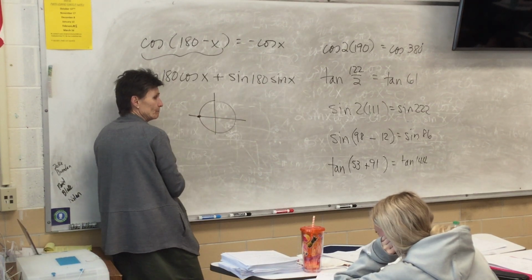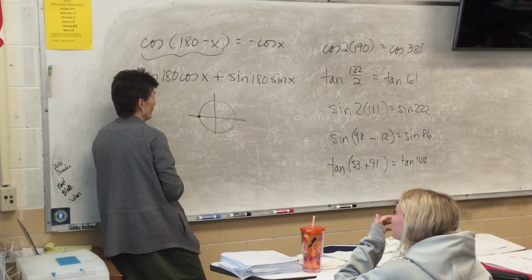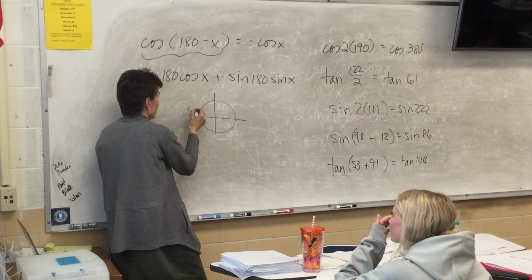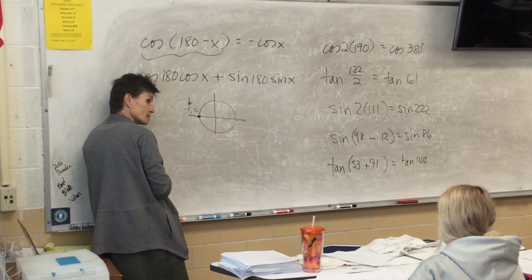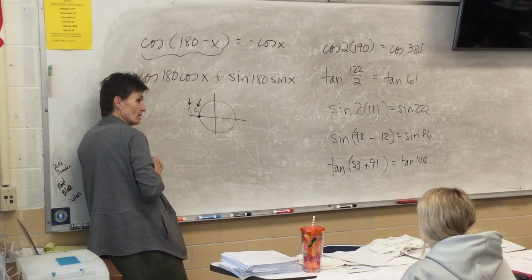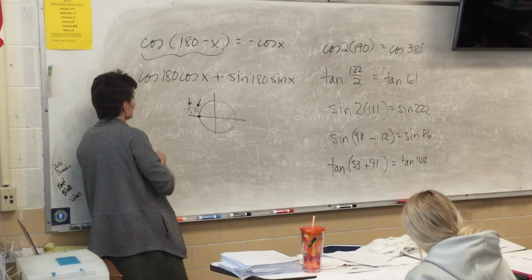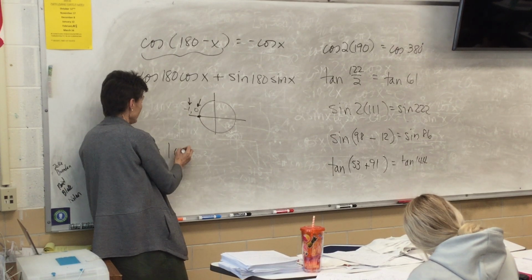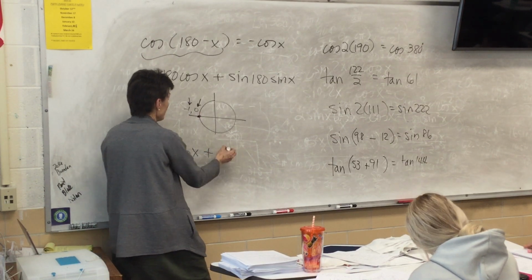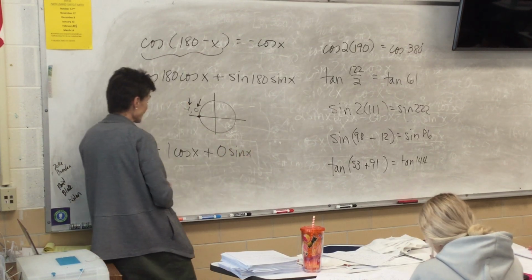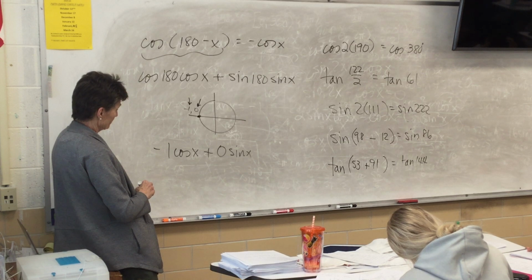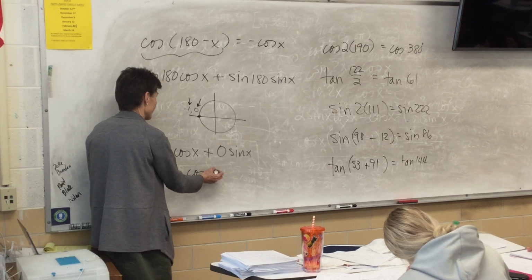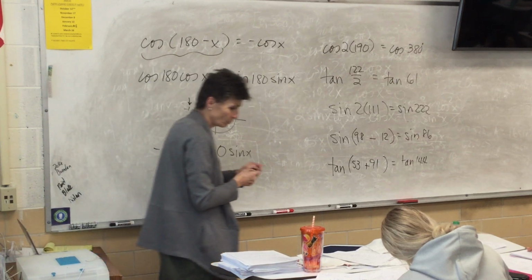Here's 180, right? What point is that over here at 180? Negative 1, 0. And cosine is x, and sine is y on the unit circle. So cosine 180 is negative 1, and sine 180 is 0. Well, what does that simplify to? Negative cosine, yeah. Which is exactly what we hoped would happen.